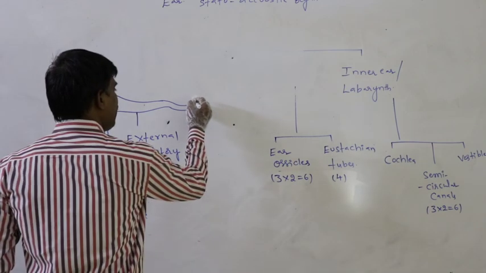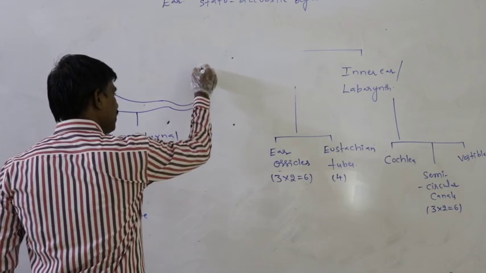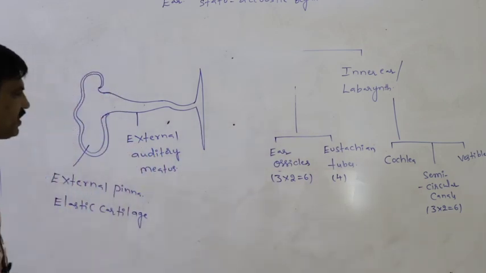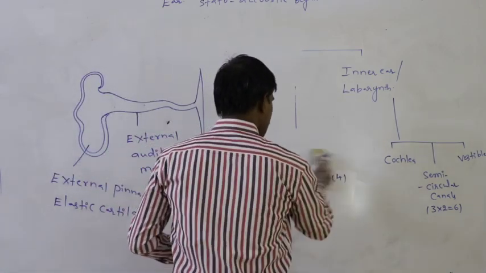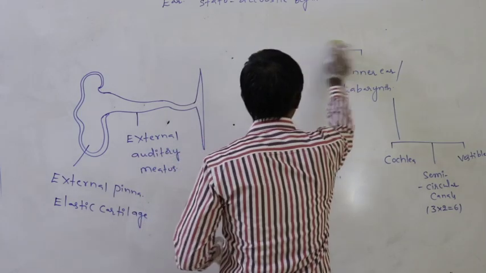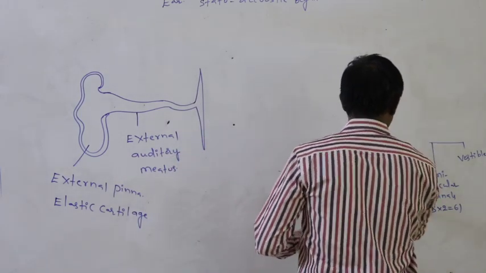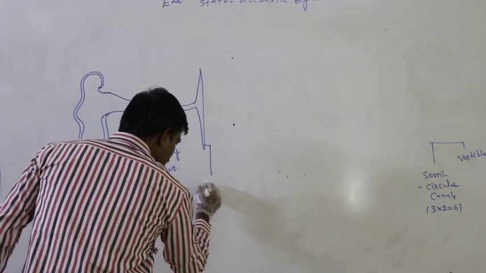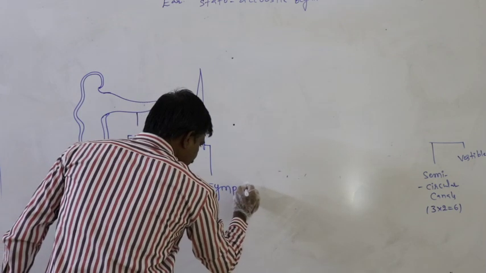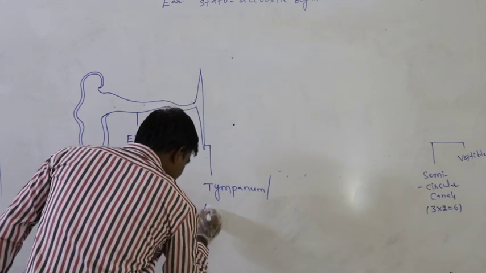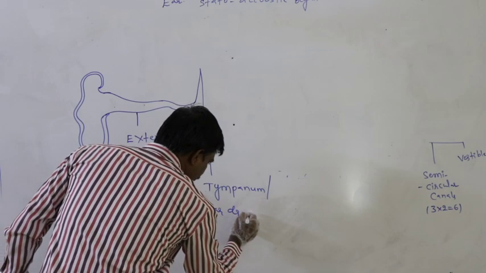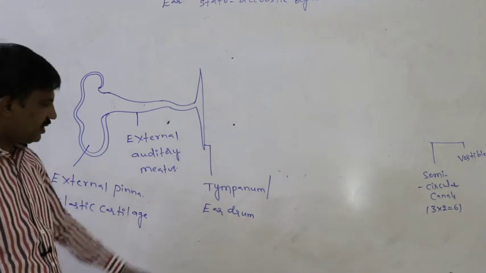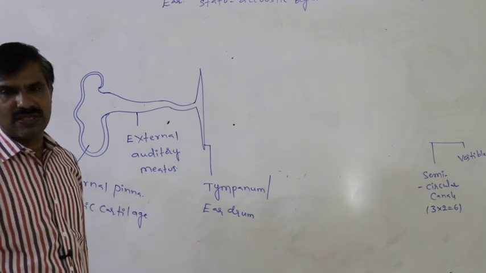This external auditory meatus extends up to the tympanum, which is said to be the tympanum or eardrum. This is the last part of the external ear. Tympanum is the last part of the external ear.